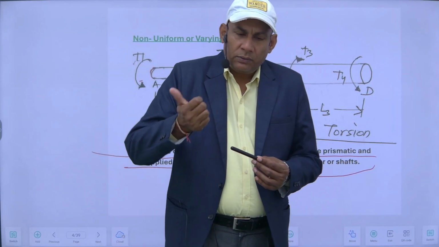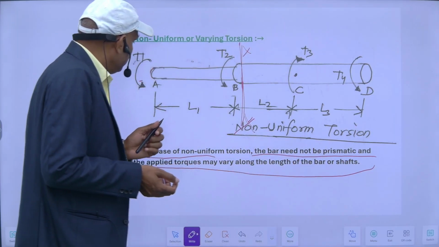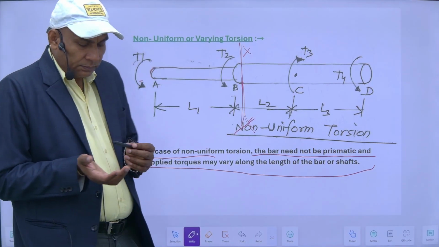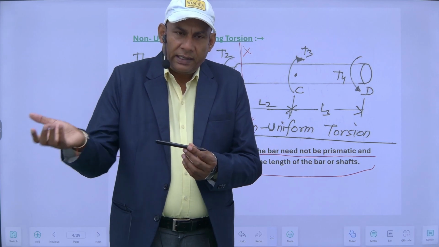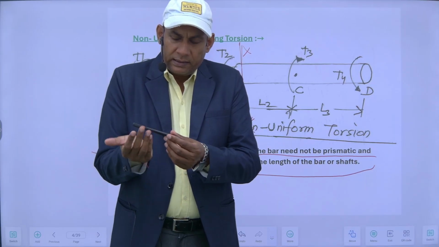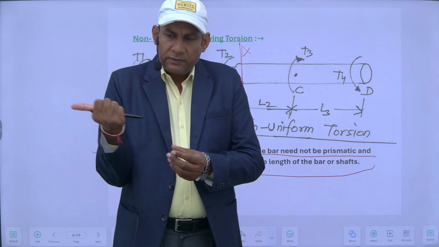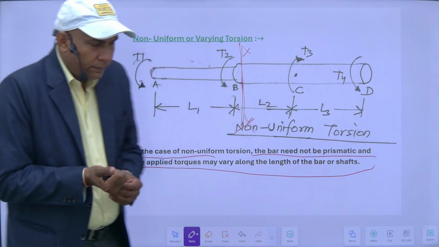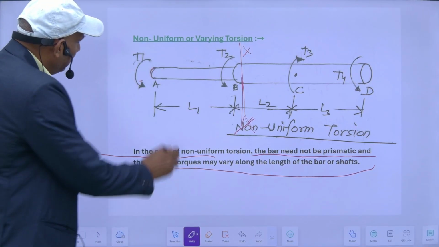The right hand thumb rule is that if the rotation is anti-clockwise, suppose this is my shaft and this is my right hand, so I can put it here. This is anti-clockwise, and the direction of the thumb will indicate the direction of the torque. So this way also we can plot it.